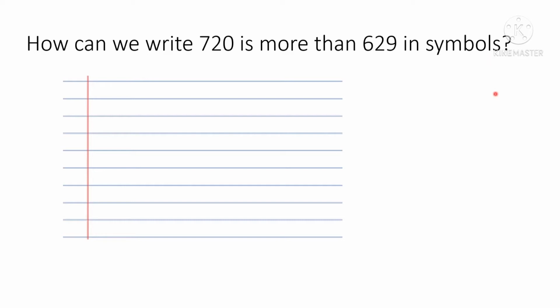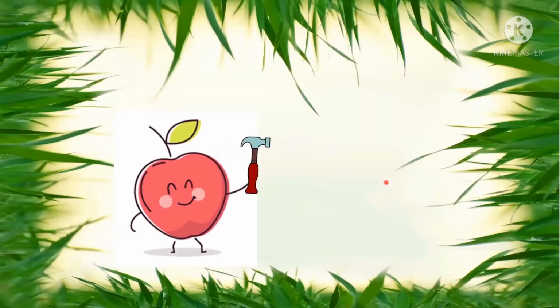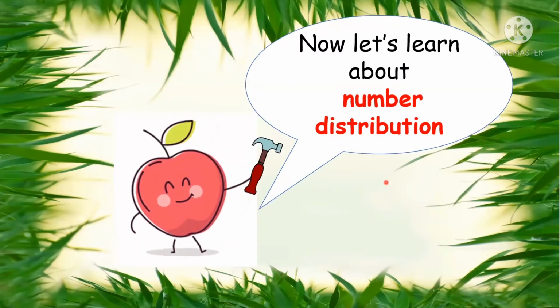Alright, let's check. 720 is more than 629. Alright, so now let's go to a little bit different concept, that is the distribution.